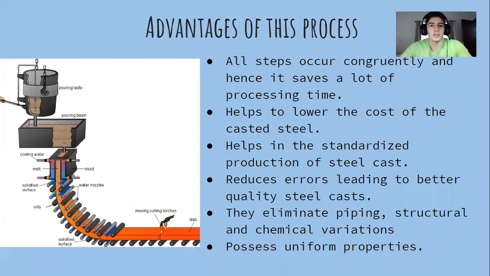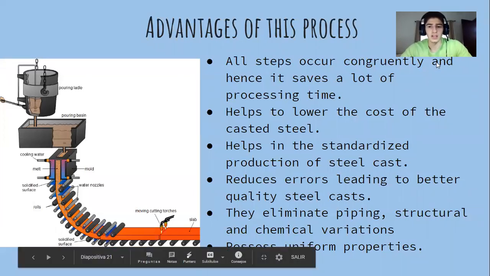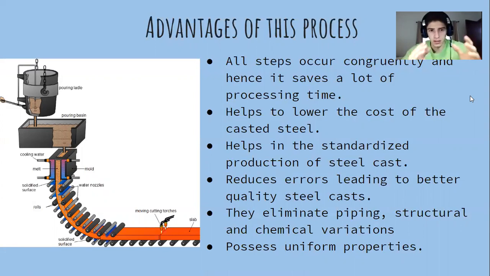Now, in the advantages of this process, we can see that all the steps occur concurrently, and hence it saves a lot of processing time. It helps to lower the cost of cast steel, helps in the standardized production of steel casts, and reduces errors, leading to better quality steel casts. They eliminate piping, structural and chemical variations, and possess uniform properties. As we can see in the image, it all happens continuously and concurrently, which refers to the first point, and that's a great advantage.